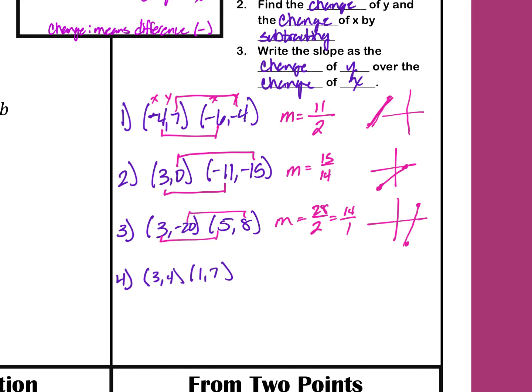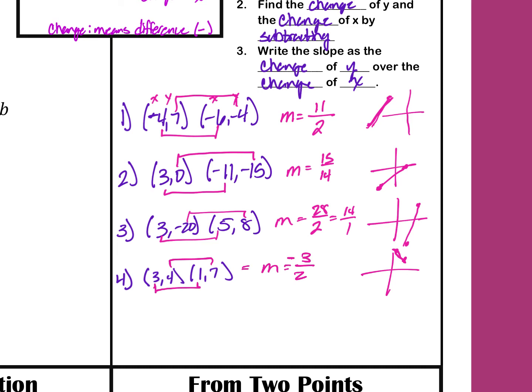Okay, so if we do this, I'm going to subtract my y's and subtract my x's. What's the difference between 4 and 7? 3. And what's the difference between 3 and 1? 2. Then I just quickly graph this. 3, 4 is somewhere in here, and 1, 7 is somewhere in here. So is my slope positive or negative? Negative, because it went down this way.